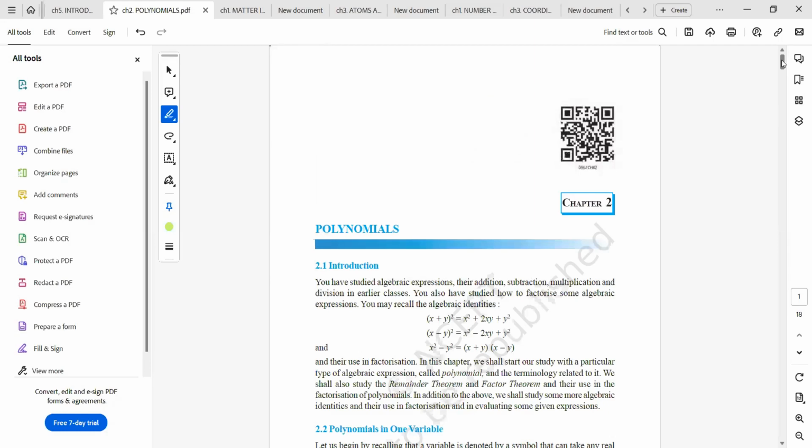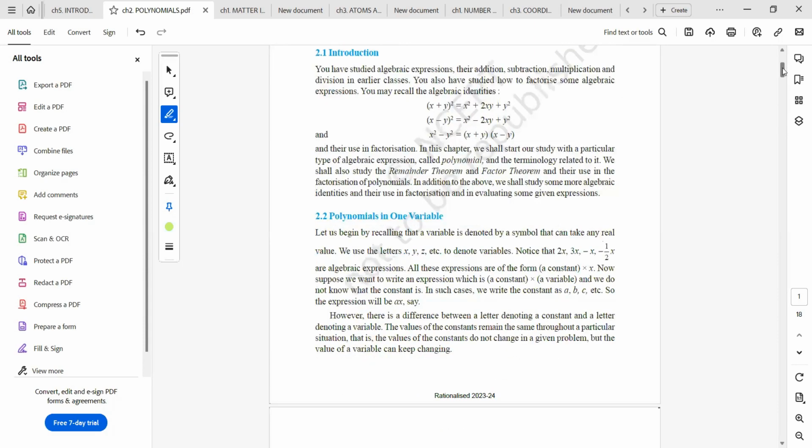So this chapter simply deals with algebraic expressions. Okay. So these are the three formulas.